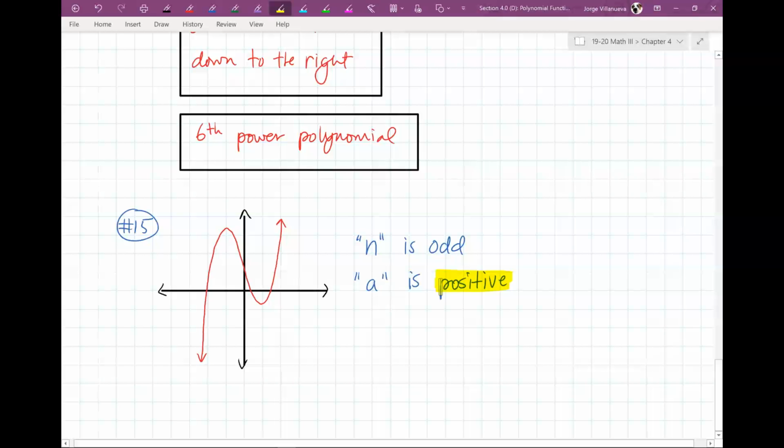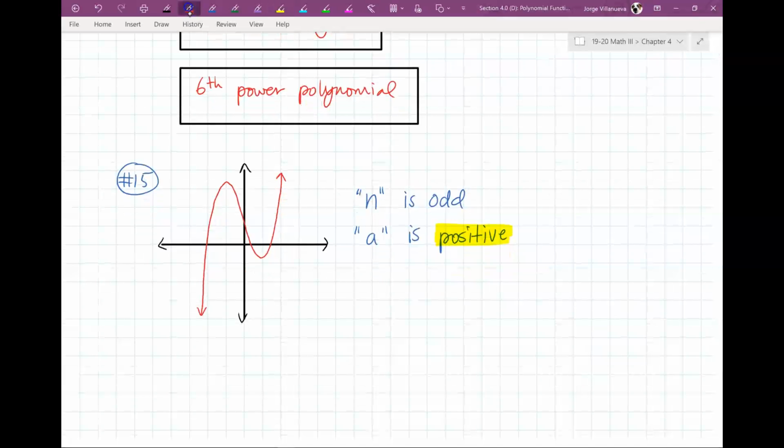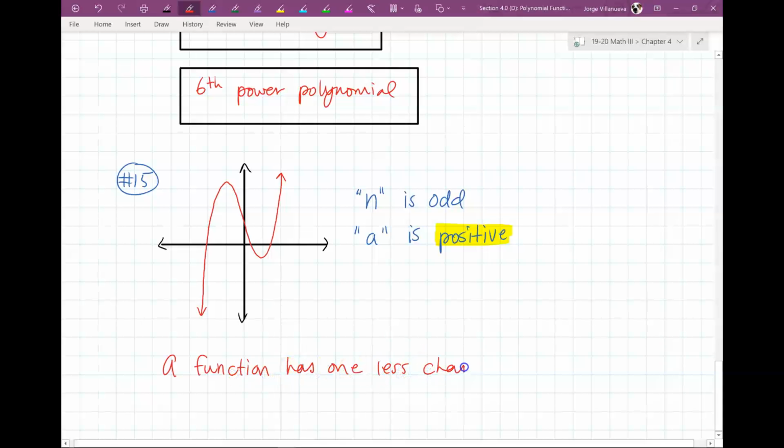They say determine the sign of the leading coefficient. It's positive. They say figure out the degree of the polynomial function. So how am I going to figure that out? I know it's odd, but is it a 3, a 5, a 7, a 9? How do I know? Because if I look at 16, I have no idea, right? So here's a little trick. There's another little piece you're going to put in your notes. A function has one less change in direction than its power.